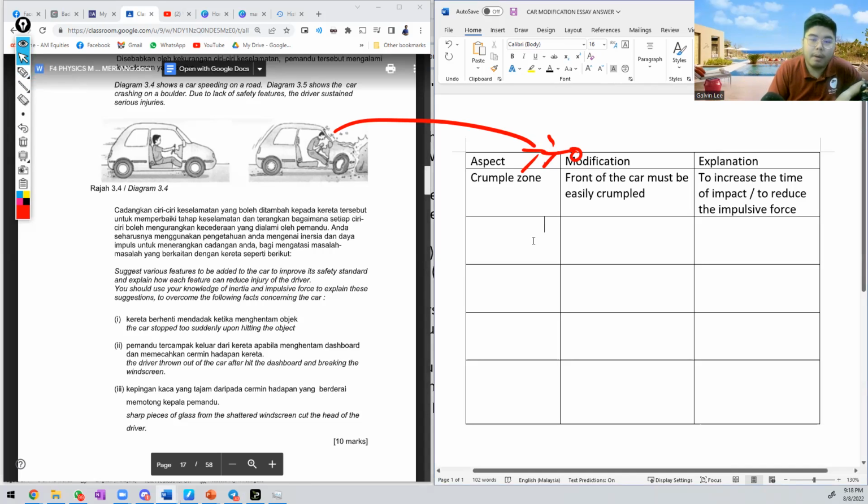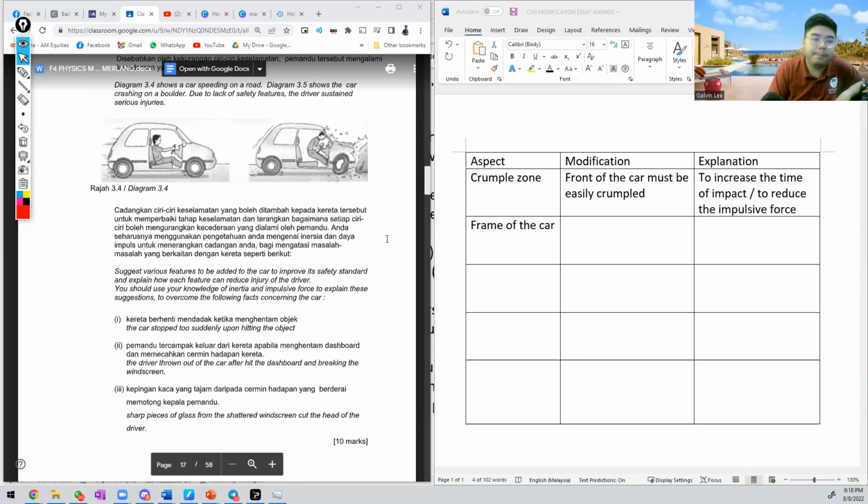Okay. See, what is the aspect I want to change here? The frame of the car. We don't want the whole thing to break. We want the crumple zone to be weak. We want the crumple zone to crumple, but we do not want the entire car to collapse. We do not want the metal frame to break.